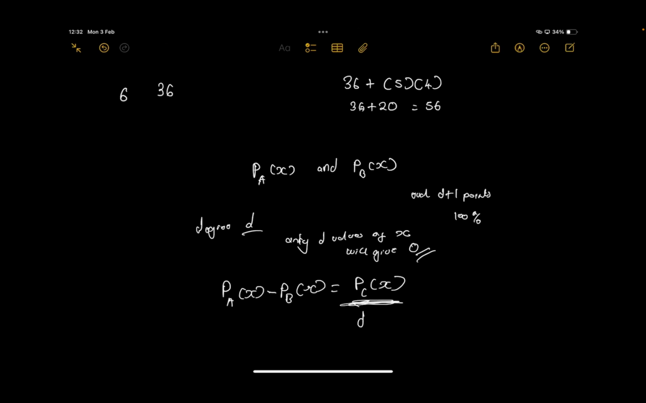Which means that it will have only D values of X that will make it 0. And this implies that these ones can only be equal at a maximum of D points. Because if it was more than D points, when we do the subtraction, we'll have more than D zeros on the other side. That's the proof. Because this has a maximum of D zeros, it instantly means that the other one has a maximum of D equal points.